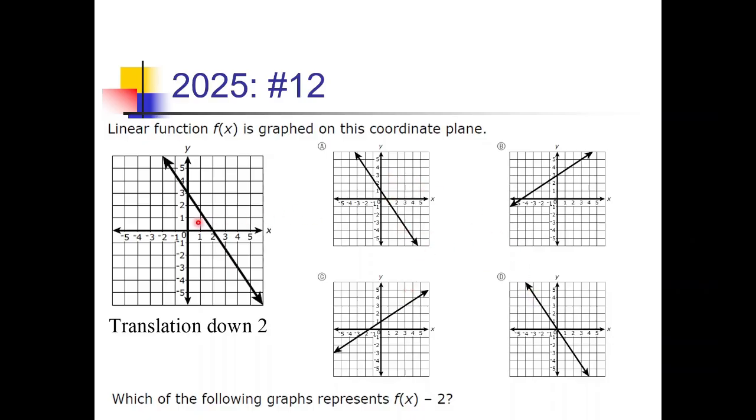So looking at these, I'm just going to look at the y-intercept. That's the easiest one to spot. I started with a y-intercept of 3, so if I'm shifting down 2, that y-intercept should now be 1. Looking at my answer choices, choice A has a y-intercept of 1. Choice D has a y-intercept of 0. So D, they went too far, so I'm going to go with choice A.